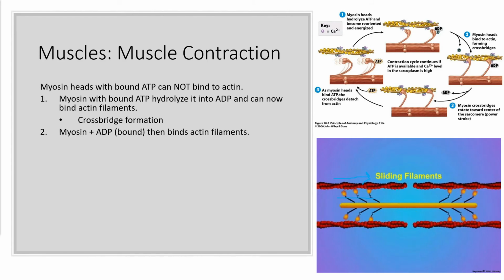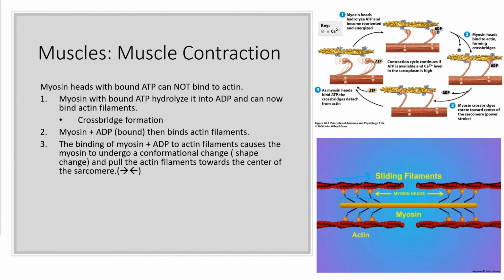Next, once the myosin binds to the actin filament, this causes the myosin plus ADP to pull the actin filament towards the center of the sarcomere unit. The completion of this pull, which is called a stroke, like the stroke of a paddle in a canoe, causes the ADP to dissociate, or fall off, of the myosin head.